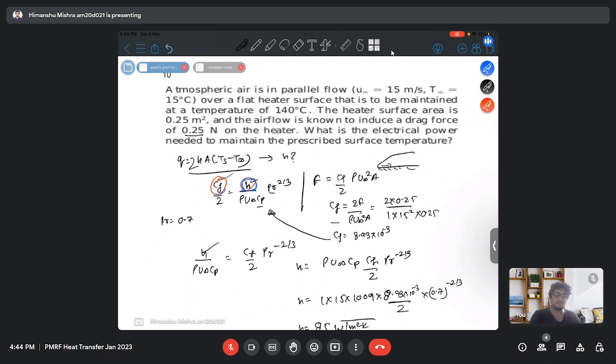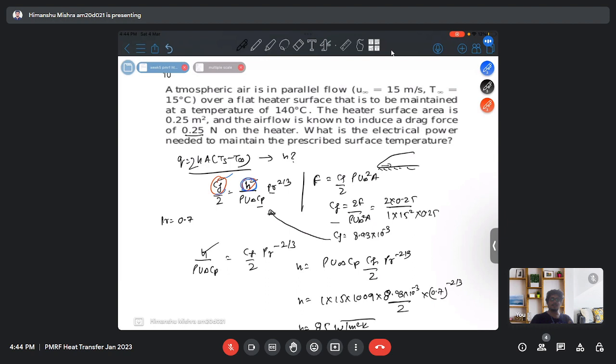We are using this relation because we are given the drag force. That means the heat transfer coefficient will be a function of the drag force, because the plate is experiencing some drag. The magnitude of the drag force can be determined from the drag force coefficient, and from the Chilton-Colburn analogy, we can write the drag force coefficient in terms of the heat transfer coefficient. That's the only reason we are using this method.